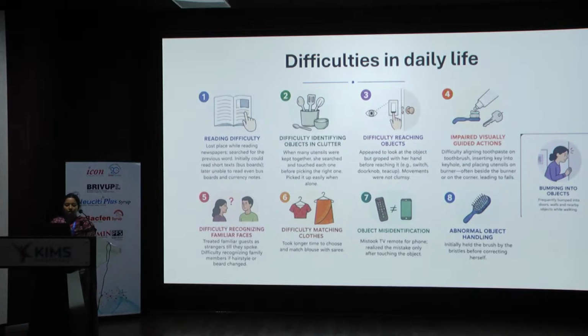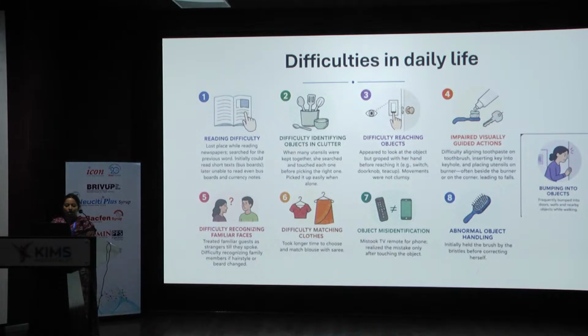She had difficulty recognizing faces, such that when familiar guests visit them, she used to talk to them as strangers until they start speaking. Later on, she also had difficulty recognizing family members if they changed their hairstyle or if they shaved their beard. And she used to take a long time to match her sari with her blouse. She also had difficulty identifying objects. If she wanted to take a remote, she used to take the phone rather, but after touching it, she used to realize it is not a TV remote and place it back.